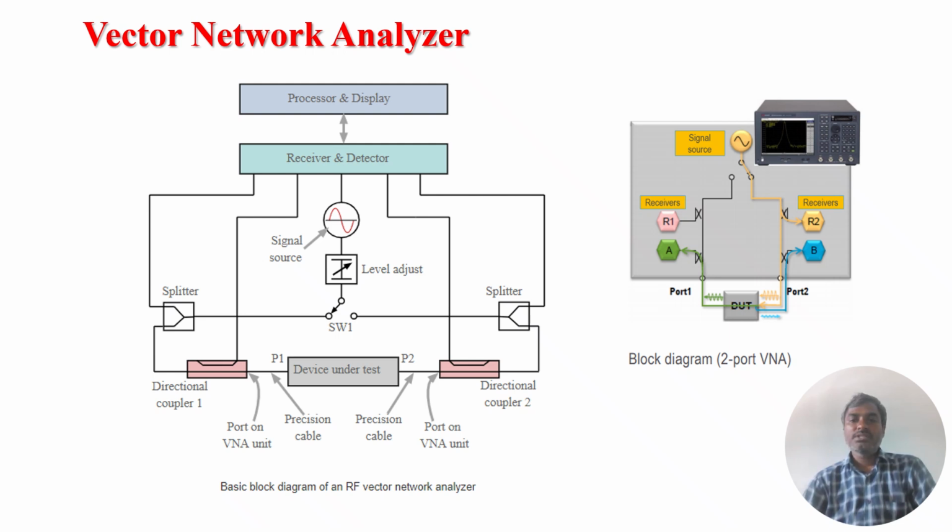The splitter will split the signal into two equal parts. One is fed to the receiver or detector, another one is given to the level adjuster, and also the secondary port of the second directional coupler is connected to the receiver and detector. By finding the ratio of the sampled signal at port 2 and, similarly, the sampled signal at port 1, we are able to find out the transmission coefficients of the device under test.